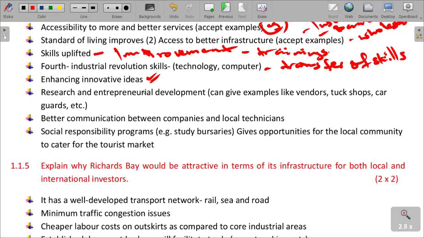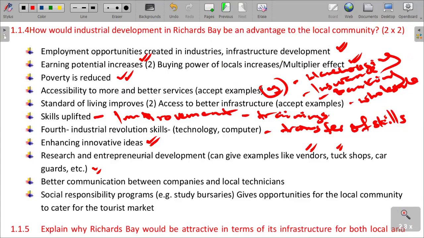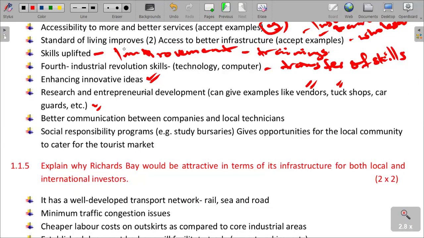Research and entrepreneurial development, which we can give, for example, we talk about the vendors that can also start. We talk about tuck shops, car dealers, and so forth. These are also types of businesses that can also arise in terms of the local communities benefiting from the establishment of this Richards Bay development initiative. And then better communication also, which we talk about telecommunications. It can also benefit the local communities that are within the jurisdiction.